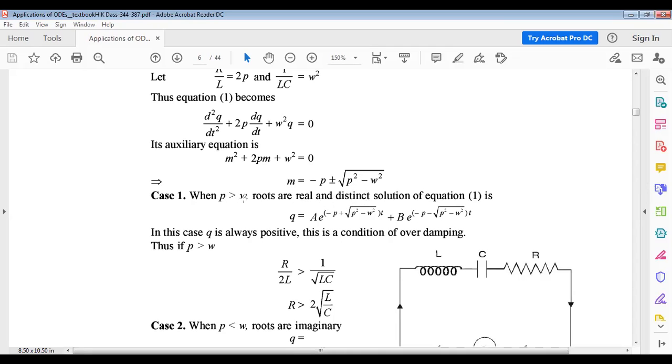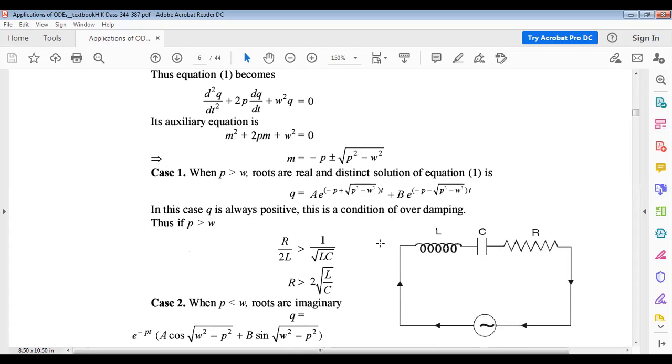So if p is greater than omega, then the discriminant is greater than 0. The discriminant is positive. Then the roots, that means the values of m, will be real and distinct solutions of equation 1. So q equals a into e to the power m1 t, where t is the independent variable, plus b into e to the power m2 t. Understand? One is a positive one and another is a negative one. So in this case, q is always positive. This is the condition of over damping. If the discriminant is greater than 0, then it will be over damping.